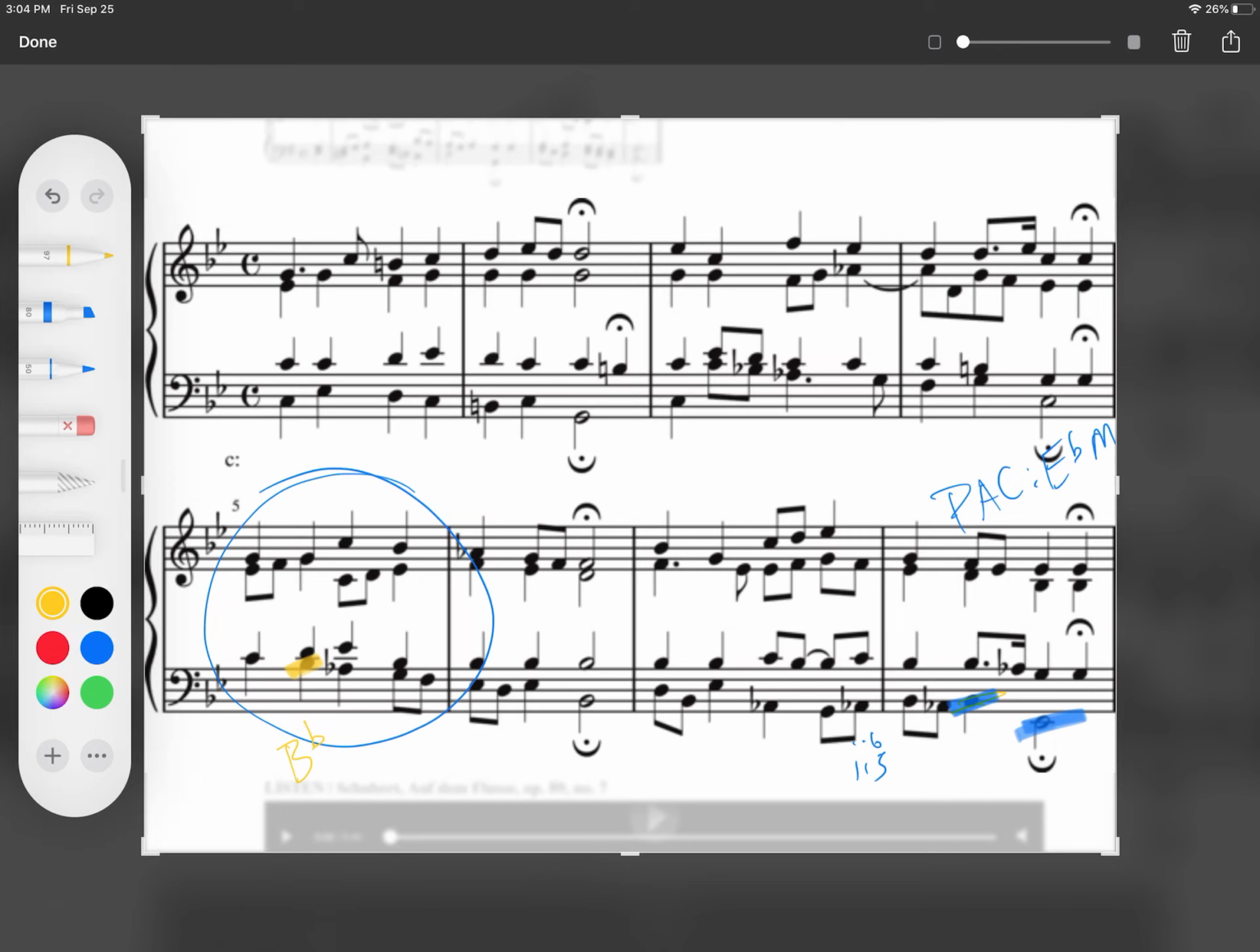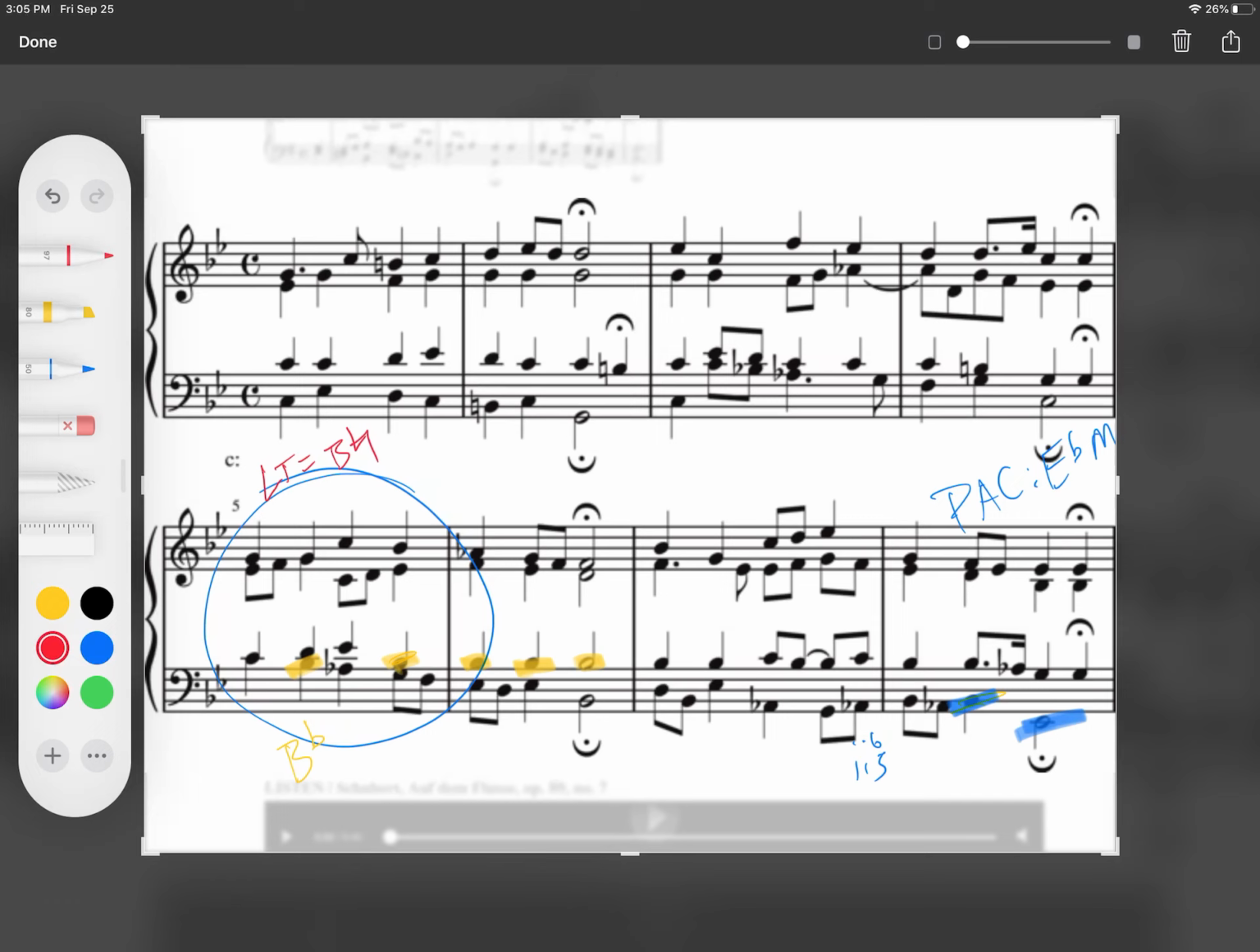Why is it likely that we've moved keys if we're now using a B flat instead of, say, a B natural? And here's another B flat, here's another B flat, and B flat. Why is B flat so important to the key of C minor? Well, B natural is the leading tone of C minor.